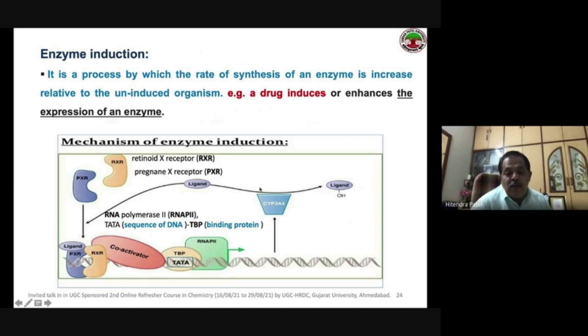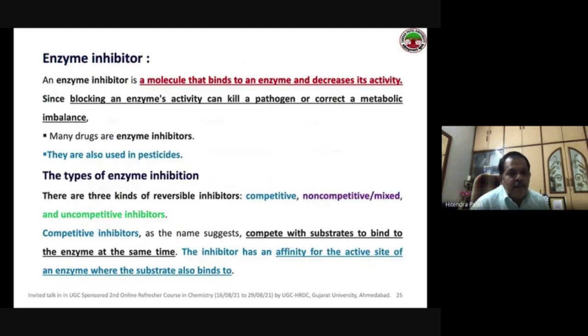And here you can see CYP3A4, right? It can play an important role in the other transformations, and we can have the ligand and OH. This is nothing but enzyme induction. Simply we can say that it is the enhancement of the expression of the enzyme that can be changed by this transformation, right? So that is enzyme induction. It enhances the expression of the enzyme.